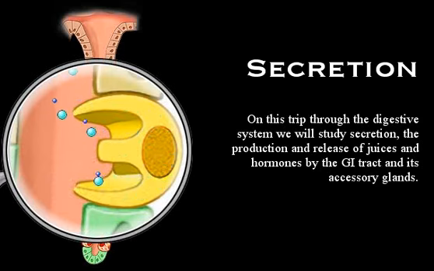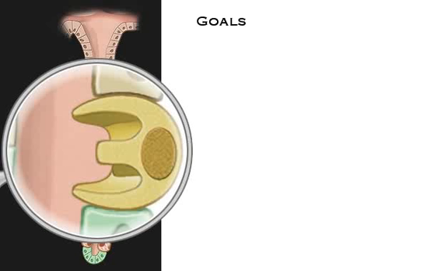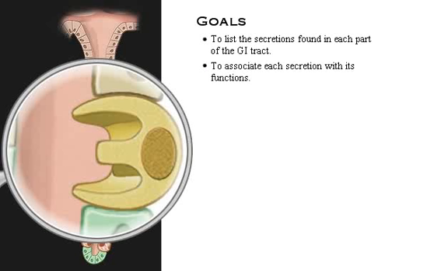On this trip through the digestive system, we will study secretion, the production and release of juices and hormones by the GI tract and its accessory glands. Your goals for learning are to list the secretions found in each part of the GI tract, to associate each secretion with its functions, and to explain the control of secretion in each part of the GI tract.